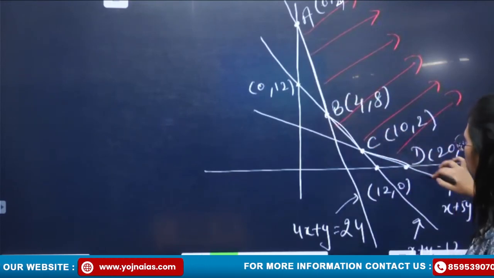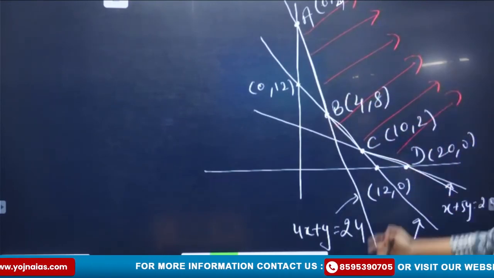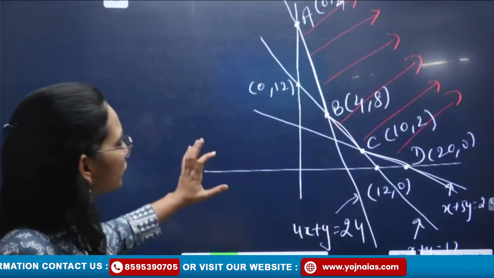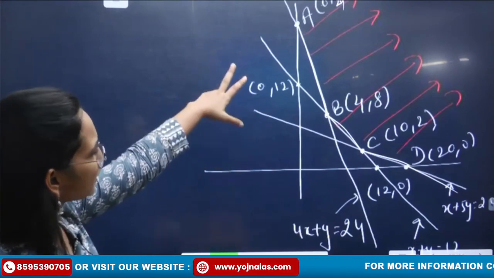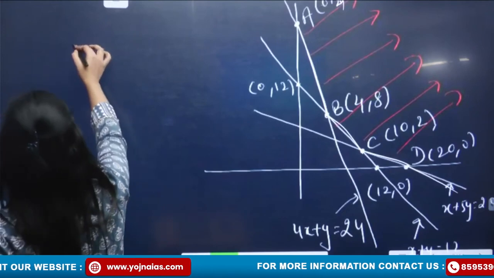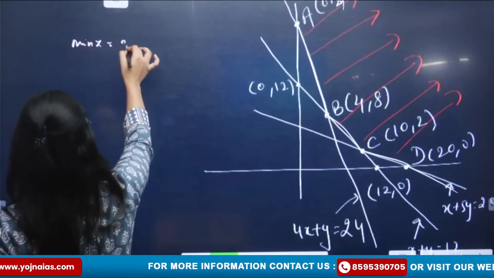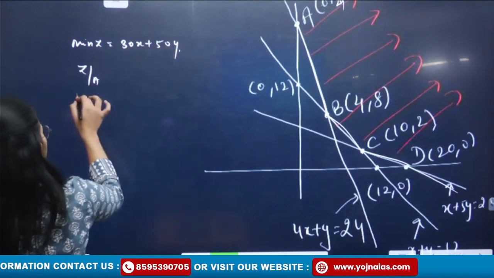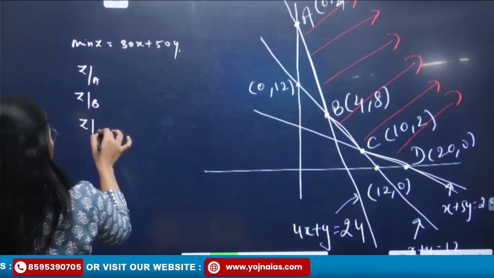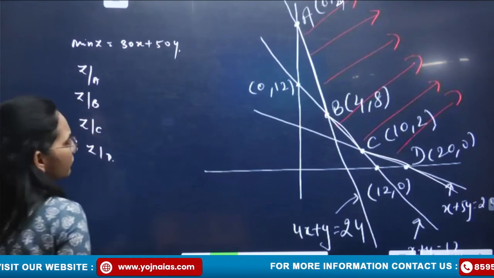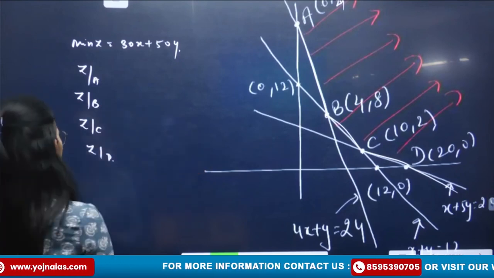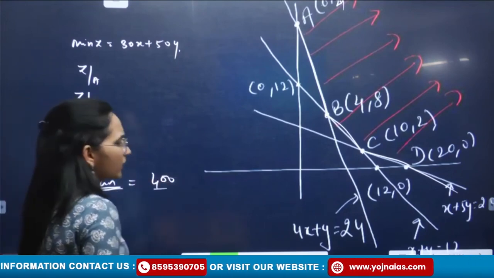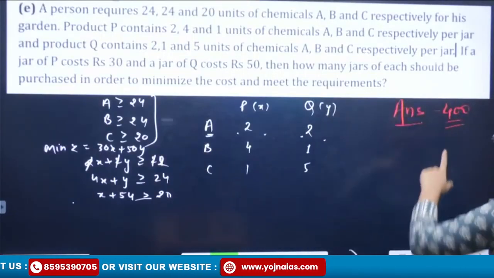We have drawn all the three lines, and then we have considered, find out the region in which the function is consistent, and then you need to find out the minimum cost. So what we need to do is check the value of the function at A. What is the function? Minimize z, and z is 30x plus 50y. So check the value of z at A, z at B, and z at C, z at D. I have written these points. So my minimum value would be at some of the points, and the cost should be equal to 400, that I have written on the last page. Now this is your task, you need to find out.